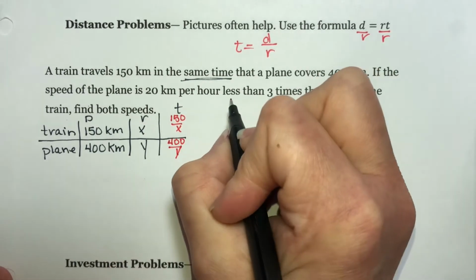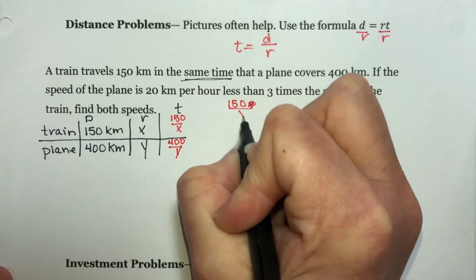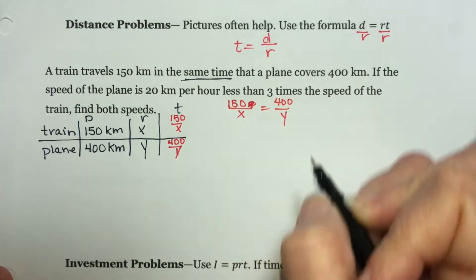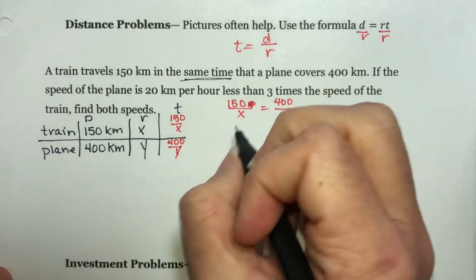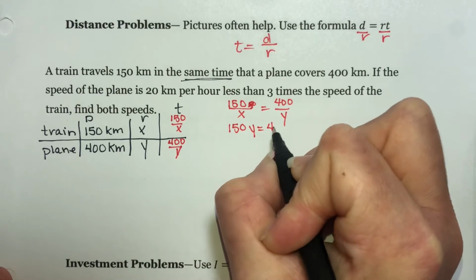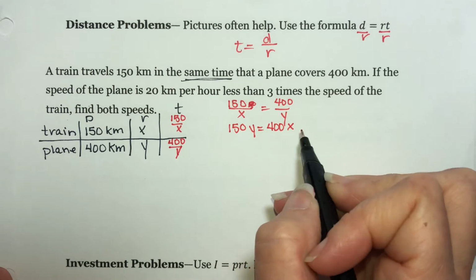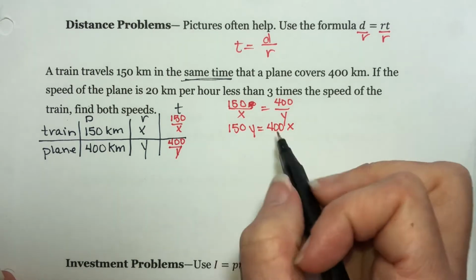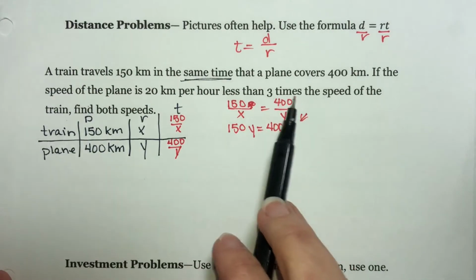So my first equation can be 150 over X is equal to 400 over Y. And that's not really in a good form for us to use. So let's cross multiply to get 150Y is equal to 400X. Okay, let's look at the other equation. I might want to simplify that a little bit more, but let's look at the rest of this.